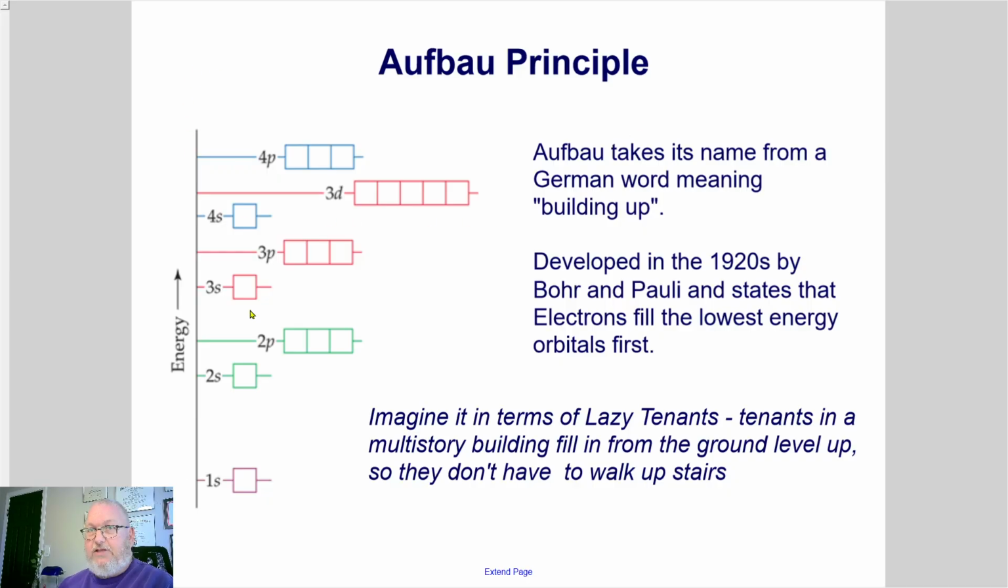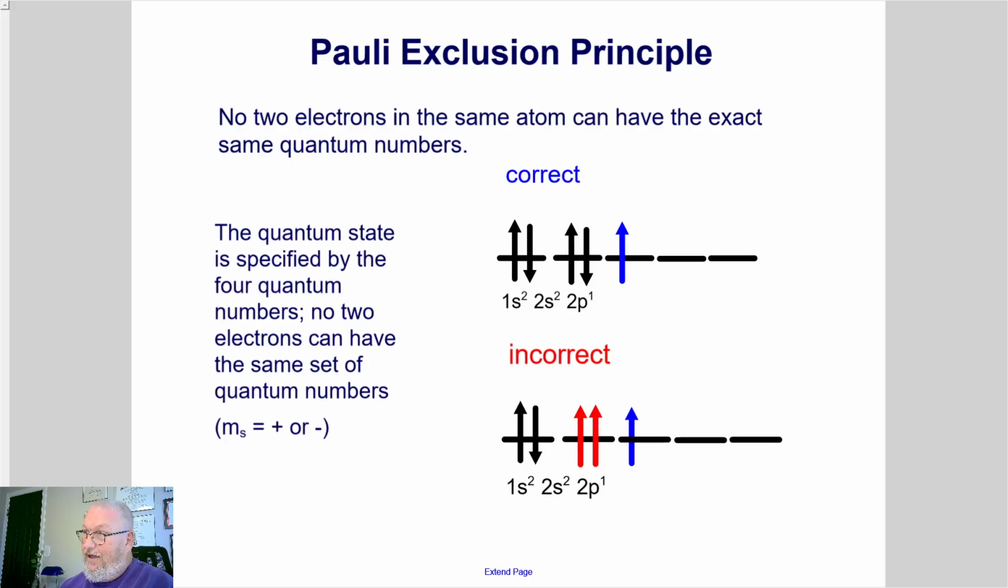So Aufbau, that's why I like this little illustration. Aufbau is a German word that means building up. Bohr and Pauli developed this in 1920, and they state that the electrons will fill the lowest energy level orbitals first. Think about it like if you're staying in a hotel and the elevators don't work well, you're going to try to be on the bottom floor first. You're going to go from the bottom floor to the upper floor because you don't want to walk up the stairs. I like that.